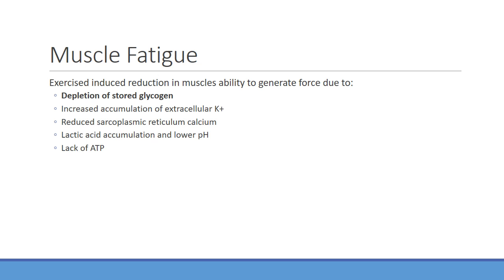So we mentioned as you're trying to utilize those energy producing pathways, lactic acid ends up being produced as kind of a byproduct of that, and so that decreased pH can affect muscle fatigue, and then just lack of ATP in general, all can be affecting this. So again, primarily the depletion of stored glycogen is the main thing that leads to that fatigue.